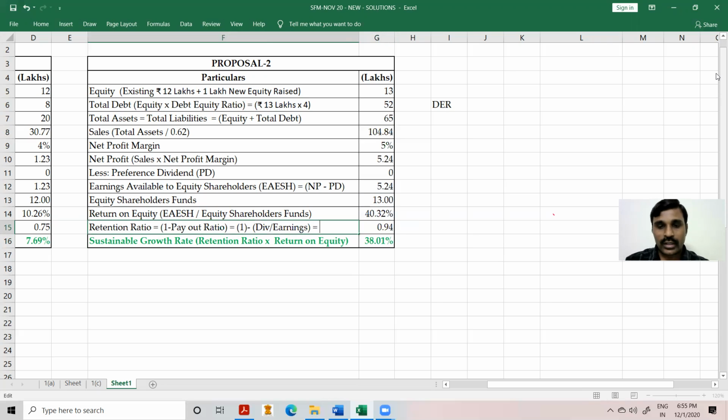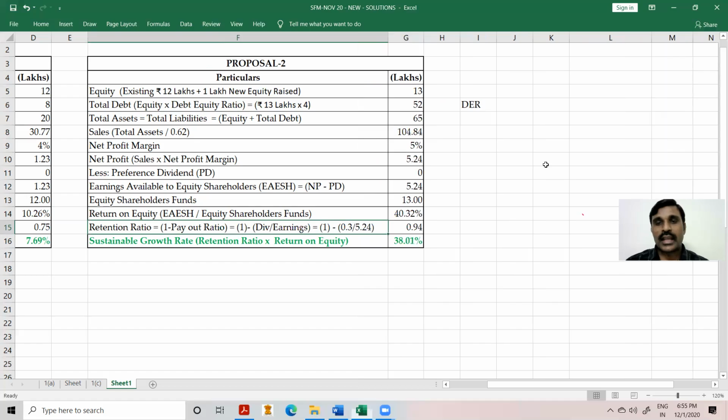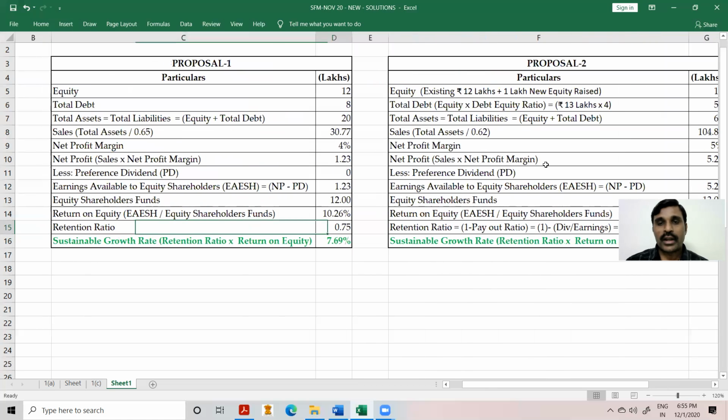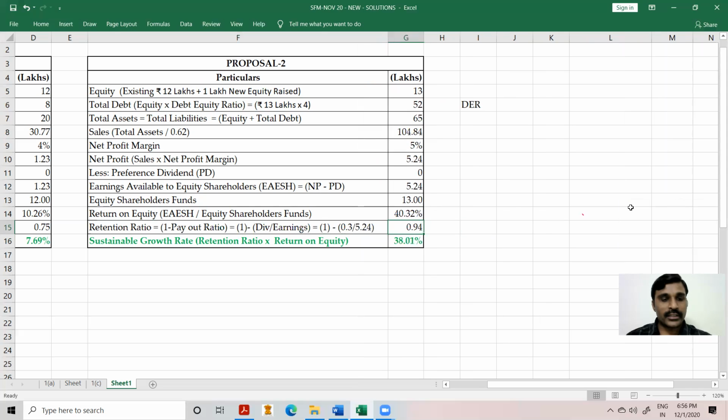That is equal to 1 minus 0.3 divided by 5.24. Look at the information the question has given: annual dividend 0.3 lakhs. Therefore 1 minus 0.3 divided by 5.24, I am getting 0.94 as the retention ratio. So my sustainable growth rate will be return on equity 40.3% into 94%.